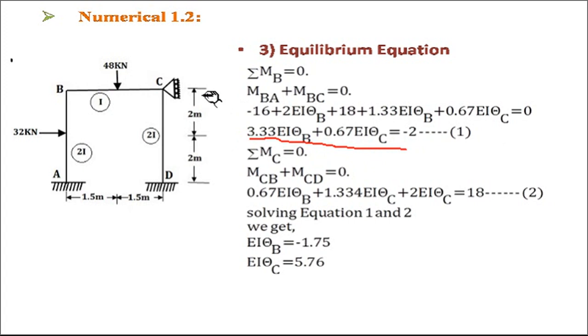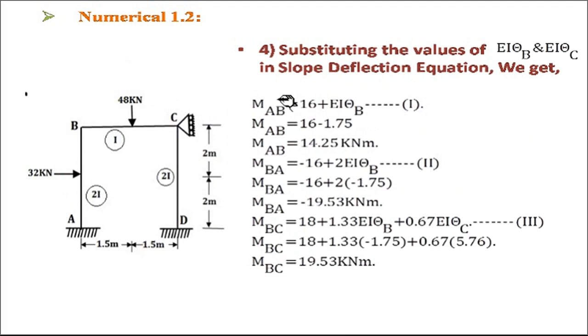Now we'll consider the second equilibrium equation, that is, moment at joint C equal to 0. So MCB plus MCD equal to 0, as two members are connecting, CB and CD. Put the values of MCB and MCD and solve equations 1 and 2. We get the value of EI theta B as minus 1.75 and EI theta C as 5.76. Now putting those values of EI theta B and EI theta C in the different members of the portal frame, we get the moments in the members of the frame.